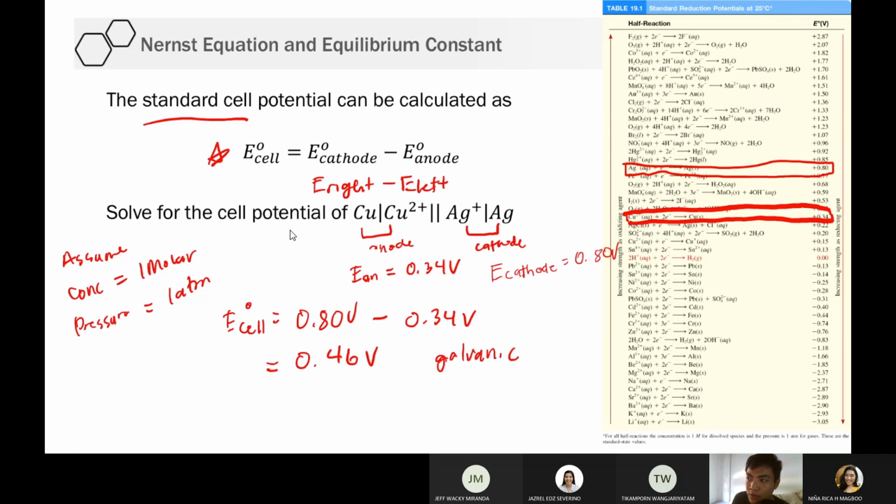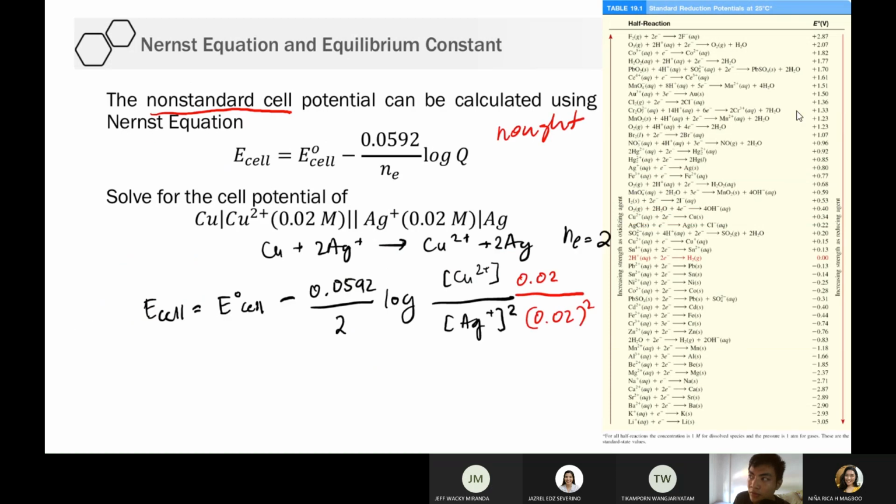We knew earlier that the E naught cell is 0.46 volts. And again, this can be obtained from the table. Just look for the potential of the anode and the cathode, then subtract them, and then you will get this. So you can use the table to get that. Again, this is 0.46 volts according to our previous calculation.